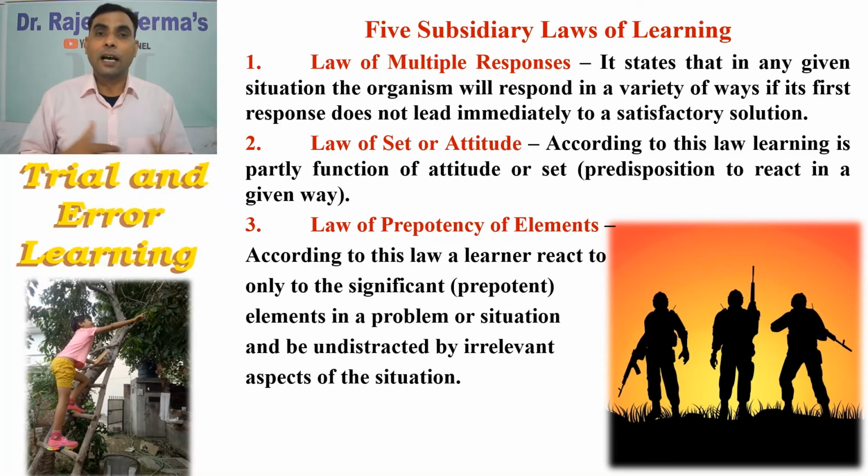Suppose there is a car going on the road. When you just have a glance at that, you are not going to watch the rotation of the tires, the color of the tires, or other parts of the stimulus. So we react only to the significant part of the stimulus to come out with a solution to the problem at the end. So that is the law of prepotency of elements.